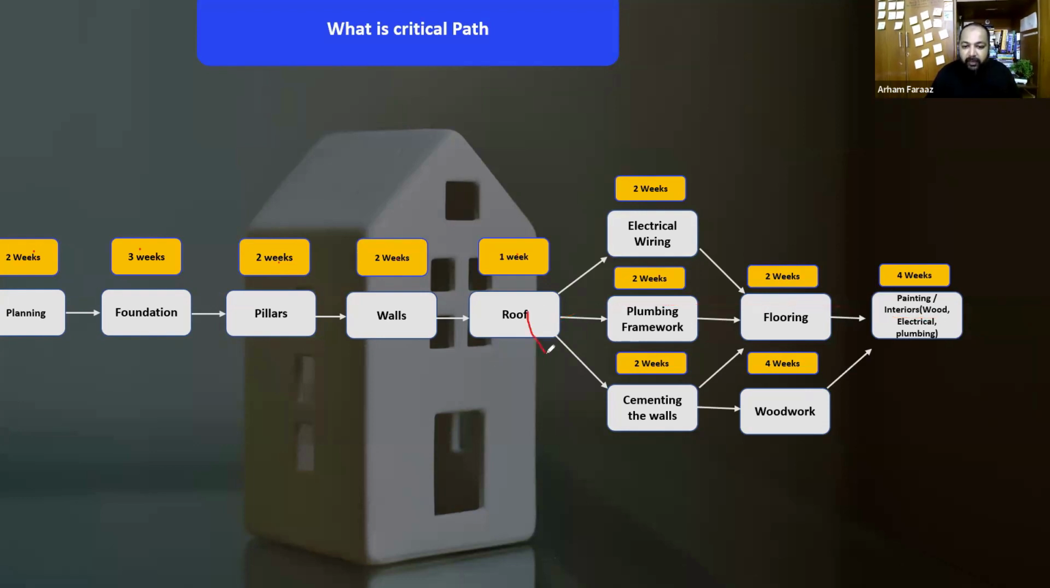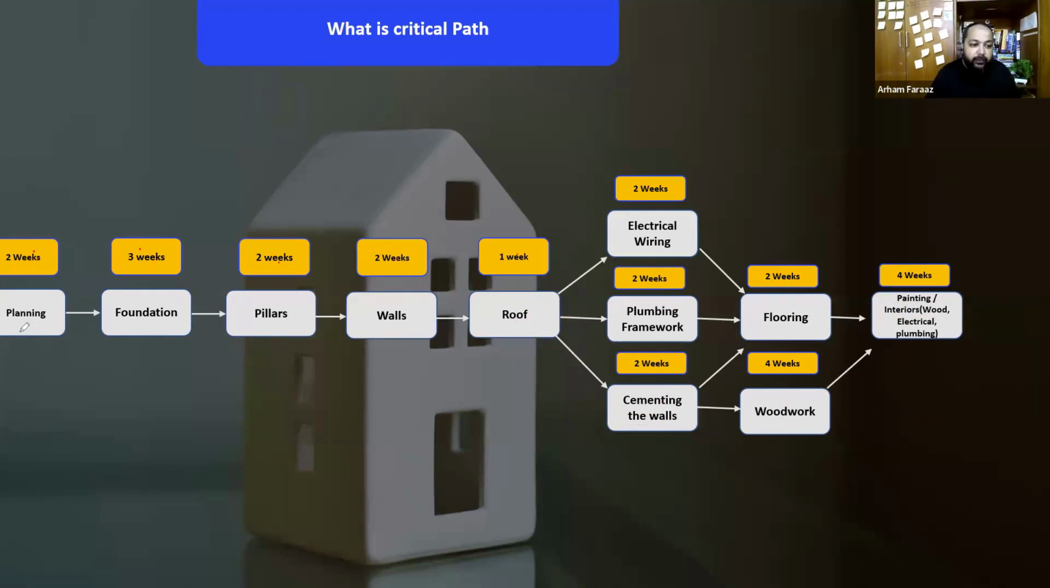Now, if I take this path, 10 plus 2, 12, 12 plus 2, going to flooring, it takes again 14 plus 4, 18 weeks. And then the final path, it takes 10 plus 2, 12, 12 plus 4, 16, 16 plus 4, 20. So this path is 20 weeks, right? So critical path is the longest duration on the project.